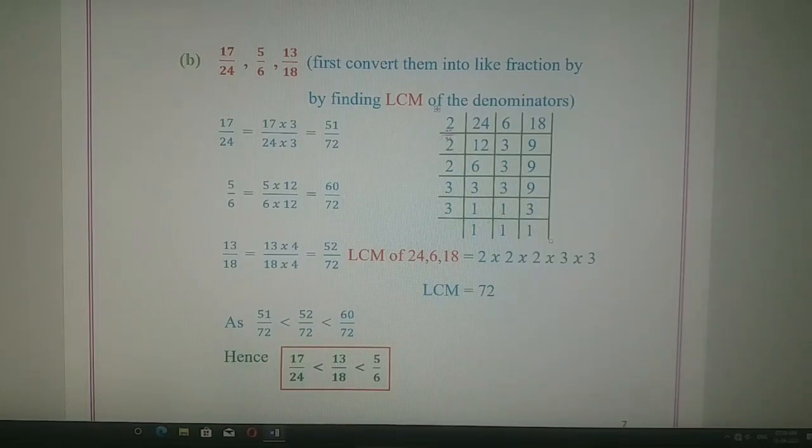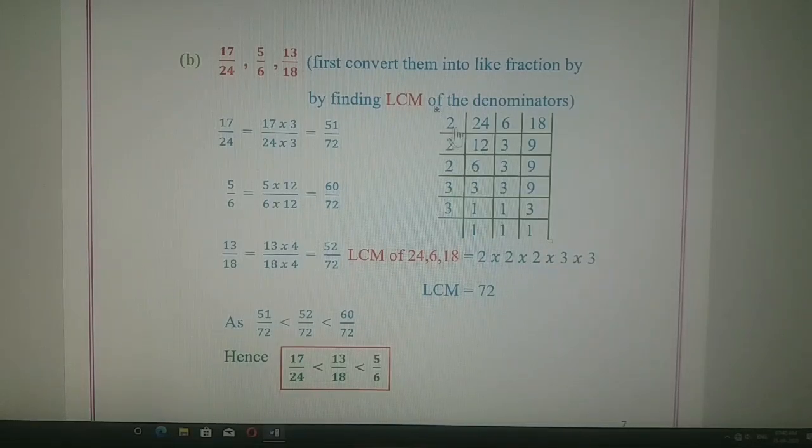While using long division, we have to remember we can use only prime numbers for dividing: either 2, 3, 5, 7, 11, 13, 17, 19, 23, 29, 31, 37, 41, 43, 47, 53, 59, 61, 67, 71, 73, 79, 83, 89 or 97. These are the prime numbers. Only prime numbers should be used in long division for finding out the factors of the given numbers, for finding out the LCM of the given numbers.